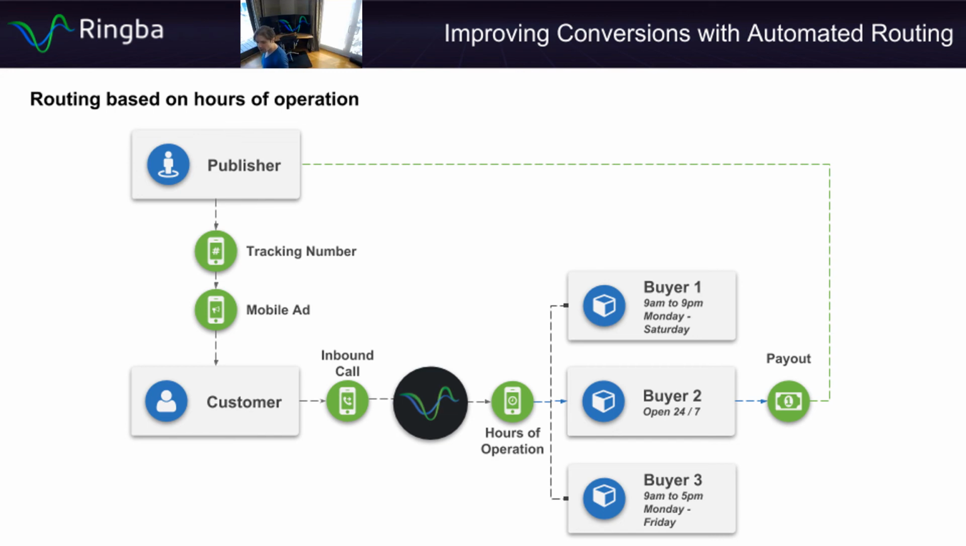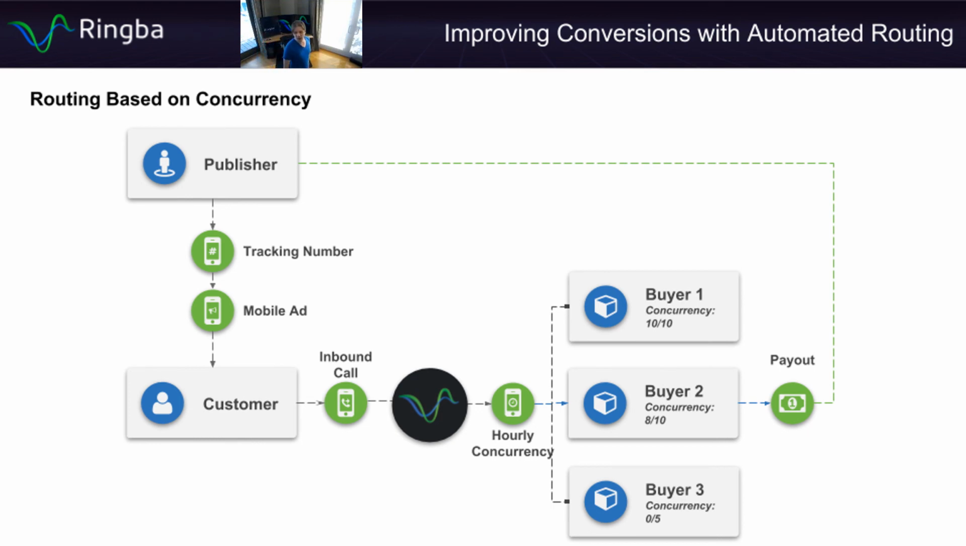So let's say it's 1 in the morning. Someone calls in. Buyer 1's only open from 9 a.m. to 9 p.m. Monday through Saturday. Buyer 3's only open from 9 a.m. to 5 p.m. Monday through Friday. Buyer 2's open 24/7. So it doesn't matter what the payout is. If everyone's closed, it goes to whoever is available and open, very simply. And so payout happens, maybe it comes through a network, maybe it doesn't, maybe it goes through a broker, maybe you're direct with the buyer, doesn't matter, payout is issued, you get paid.